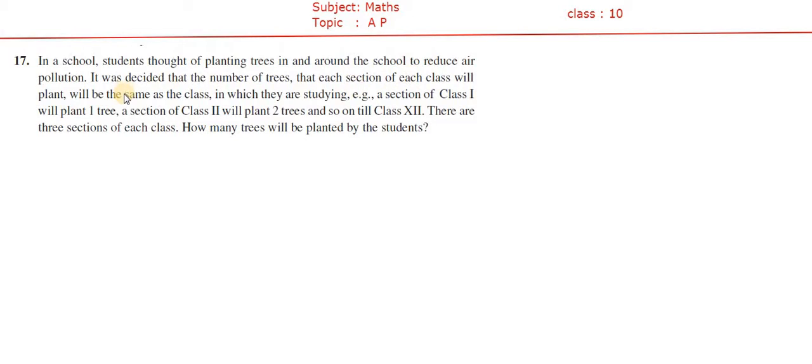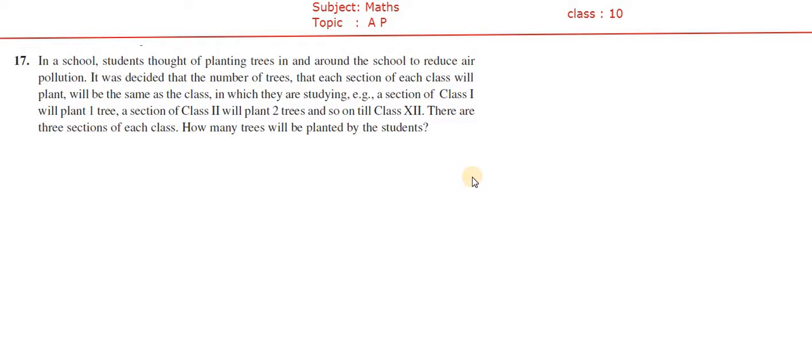reduce air pollution. It was decided that the number of trees that each section of each class will plant will be the same as the class in which they are studying. For example, the section of class 1 will plant one tree. Actually, it's a plant. A section of class 2 will plant 2, and a section of class 3 will plant 3, and it keeps on going till the 12th standard, that is PUC.